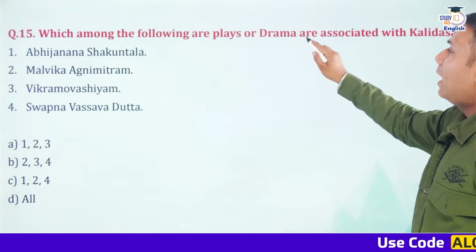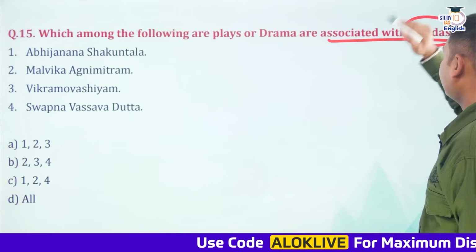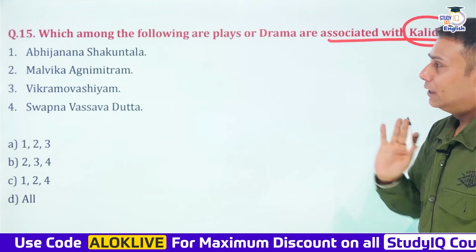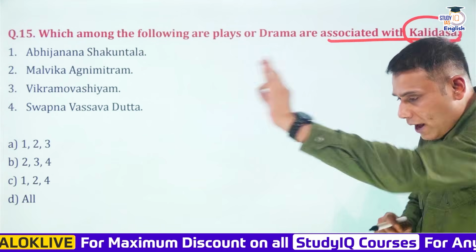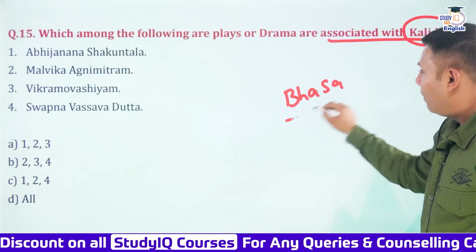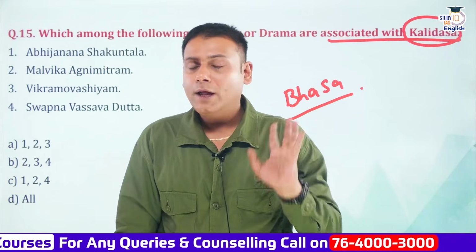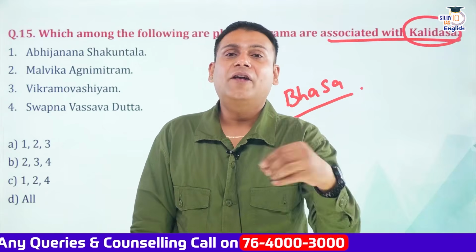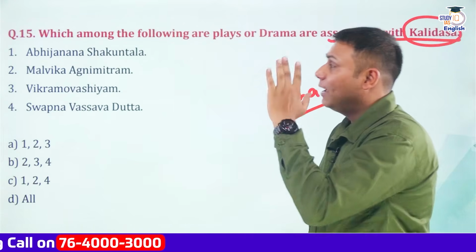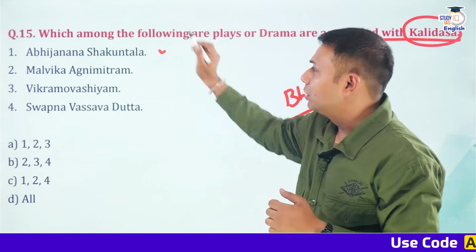Which among the following are the plays or dramas associated with Kalidas? Okay. Now, it is asked about Kalidas. Is that clear? We have studied about one important person whose name is Bhasa. Bhasa has written different books. One such book is Swapnavasavadatta. We just know that Bhasa has written Swapnavasavadatta. We may not know if Kalidas has written Abhigyana Shakuntalam. For example, everyone knows that Kalidas has written Abhigyana Shakuntalam.